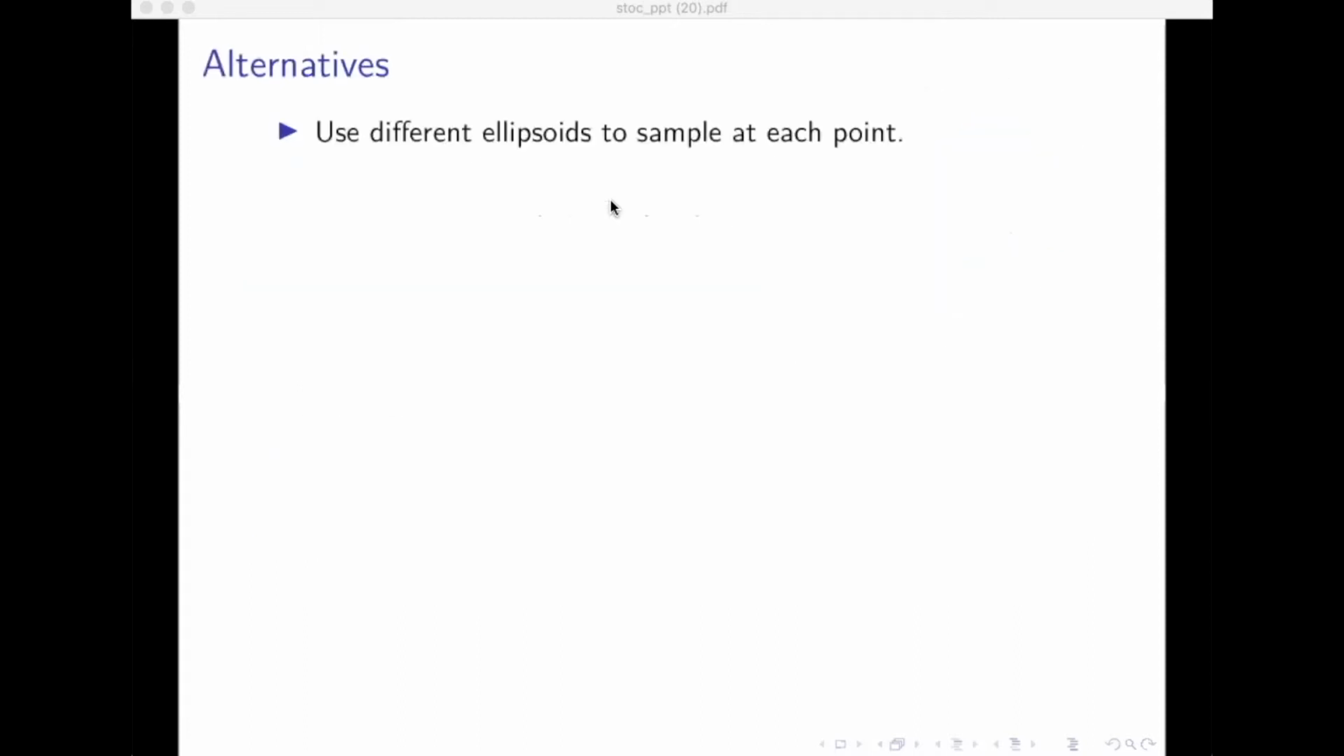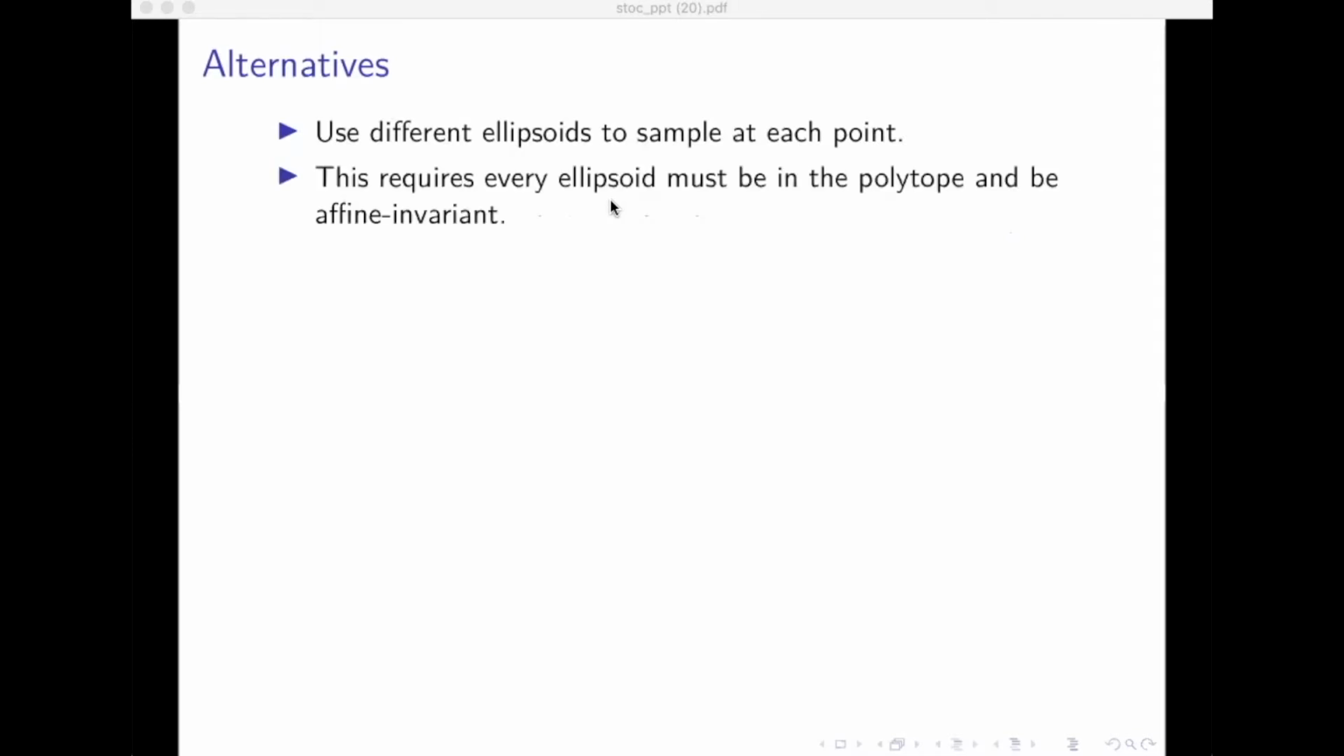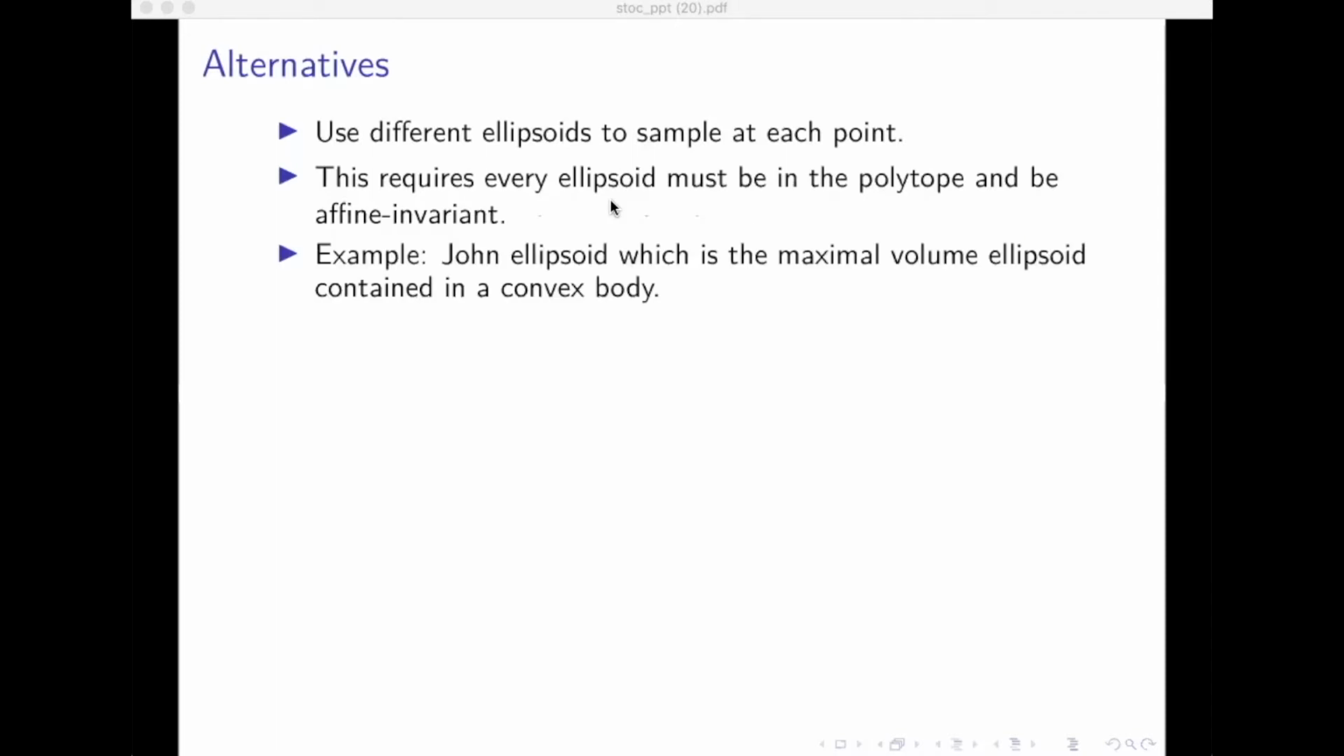To fix these problems, an alternative could be to use a different ellipsoid to sample at every point. This requires these ellipsoids to be in the polytope and be affine invariant. That is, after an affine transformation of the polytope, the ellipsoid for a point x should be the same as the old ellipsoid for this point x after the same affine transformation.